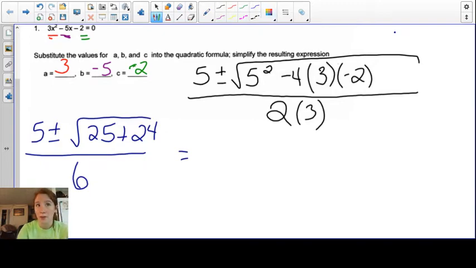Now let's simplify a little bit more. Again, nothing can go on with the 5 yet, so it's going to stay outside. I'm going to go ahead and take 25 plus 24, and I get 49.